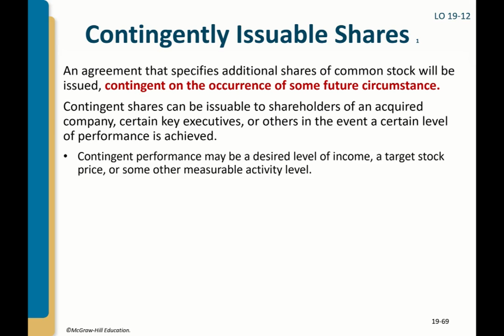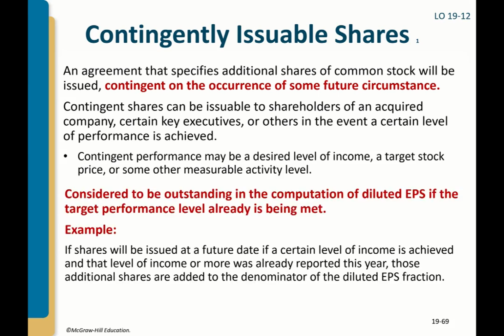If we cannot, we will not issue more shares. So that is the example for contingently issuable shares. Contingent shares can be issuable to shareholders of an acquired company, certain key executives, or others in the event a certain level of performance is achieved. Contingent performance may be a desired level of income, a target stock price, or some other measurable activity level.